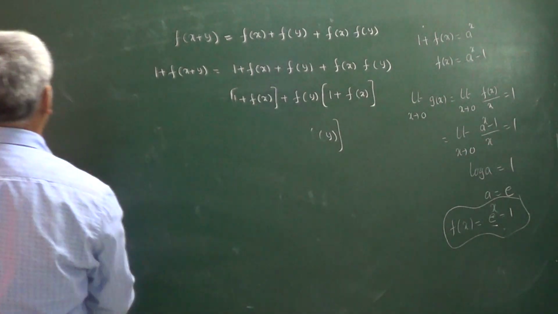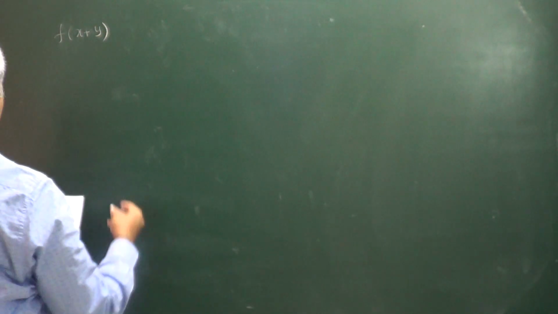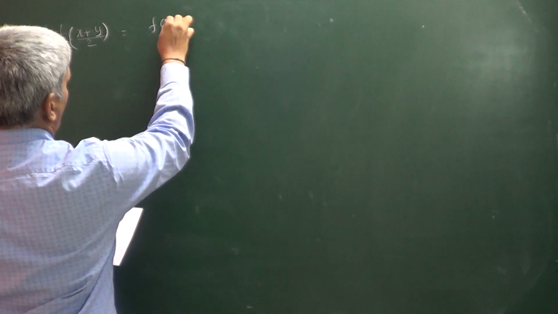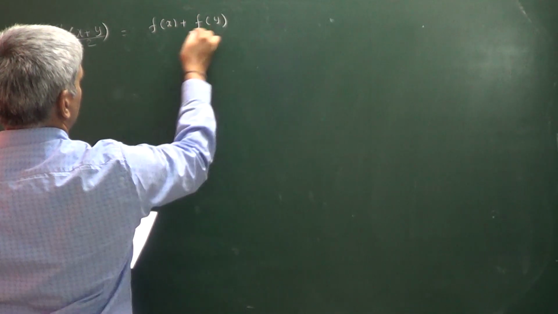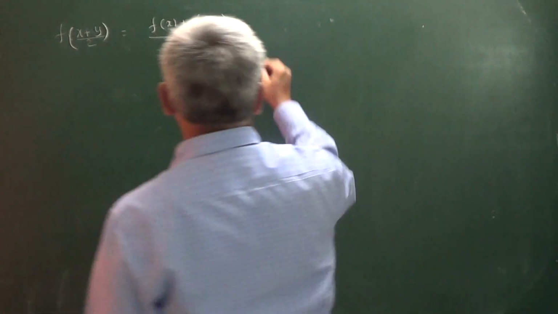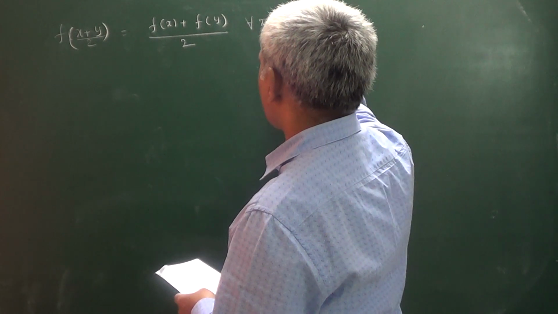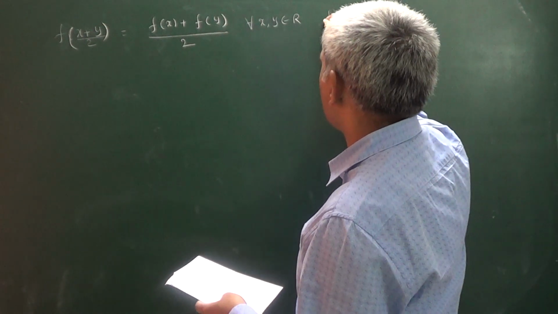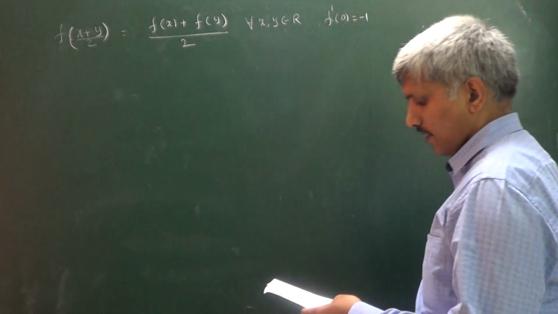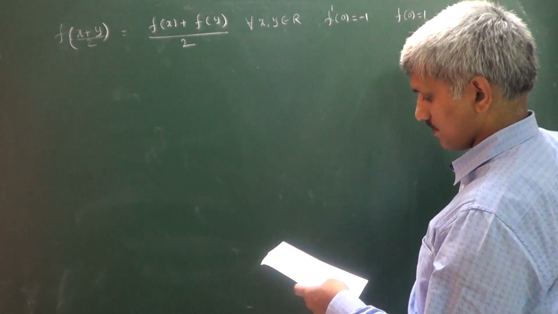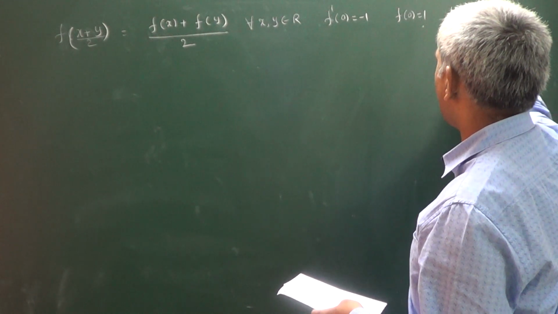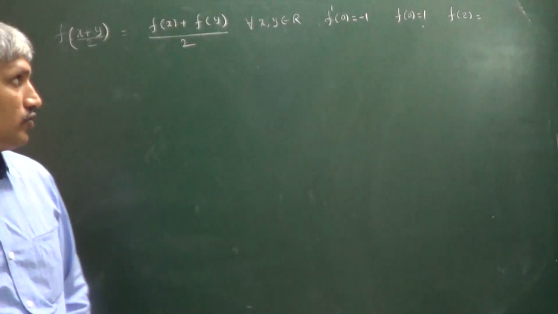The same question was given in this year's JEE. That is another way of proceeding. So one more question. The question is given like this: f of x plus y by 2 is equal to f of x plus f of y divided by 2 for all x, y belongs to R, and f dash of 0 is given as minus 1, f of 0 is given as 1. Then find the value of f of 2 for this particular function.